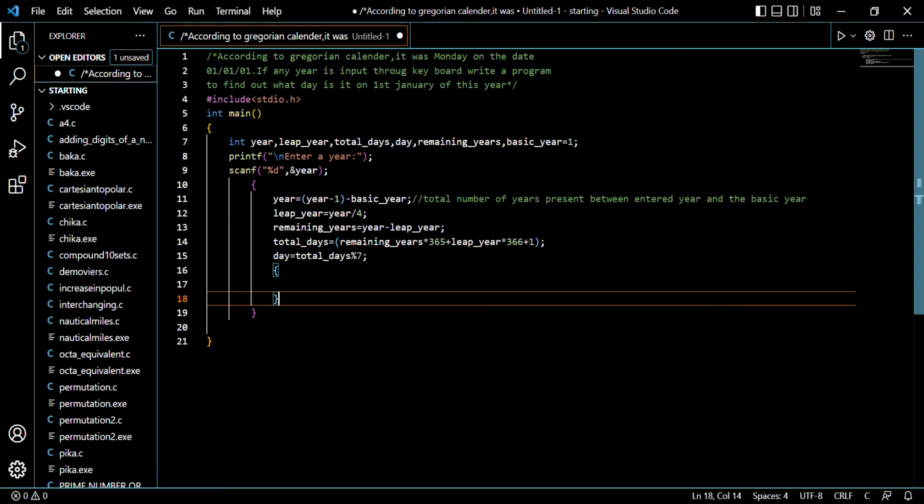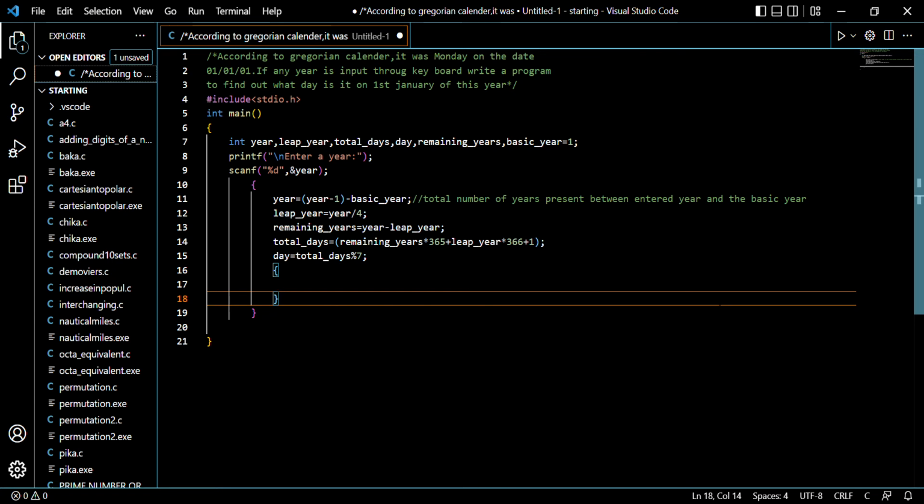Today's question is: according to the Gregorian calendar, it was Monday on the date 01/01/01. If any year is input through the keyboard, write a program to find out what day it is on 1st January of this year.